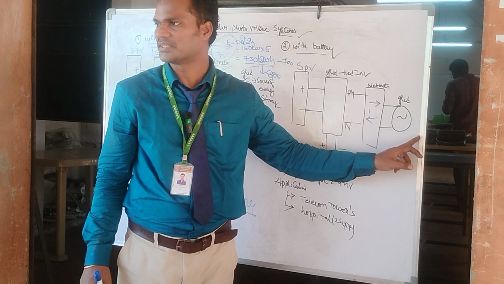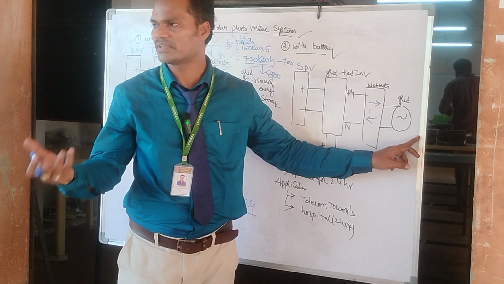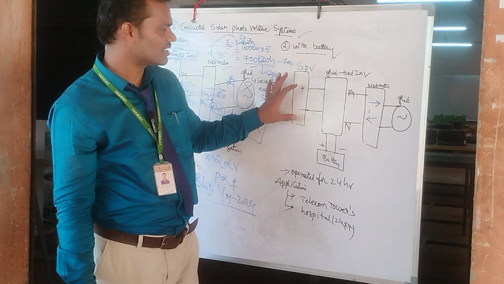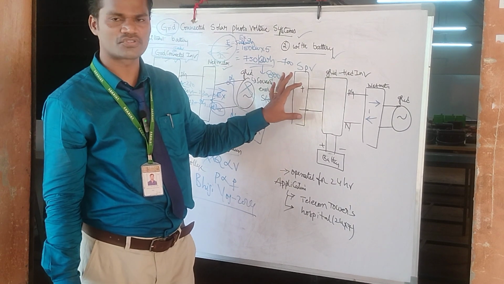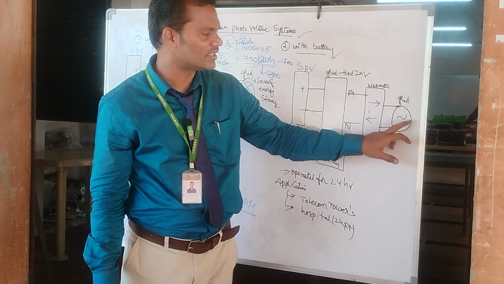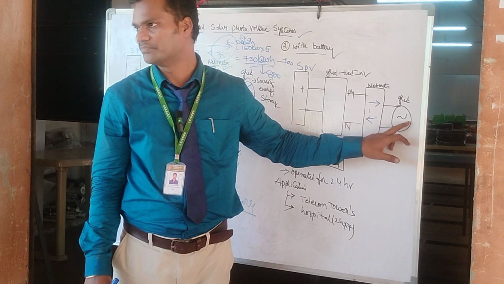So whenever the power is available, we convert that AC to DC and store it in the battery. But here, what is the battery? What is the energy storage? Here the grid is the energy storage. So it can dynamically take the power and dynamically give the power.